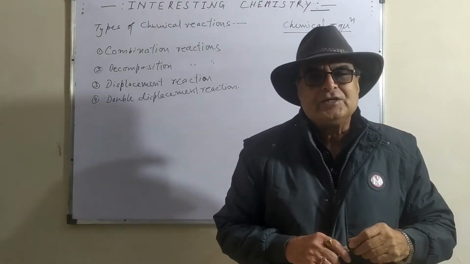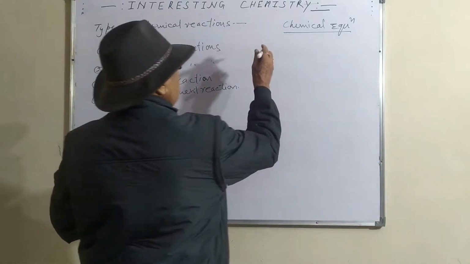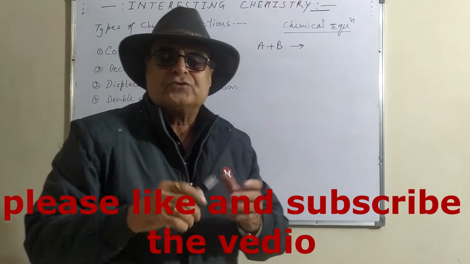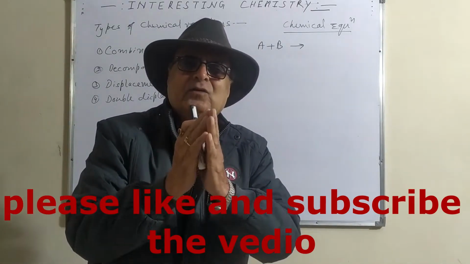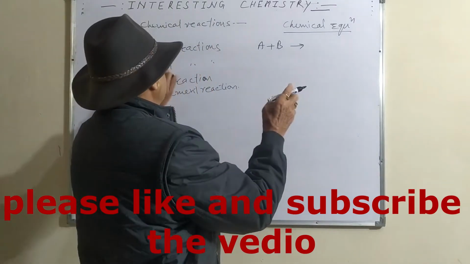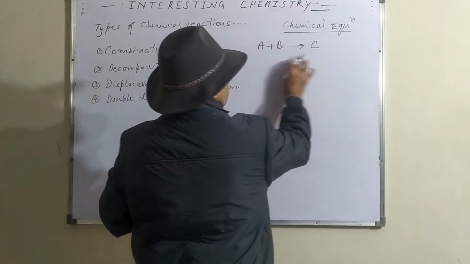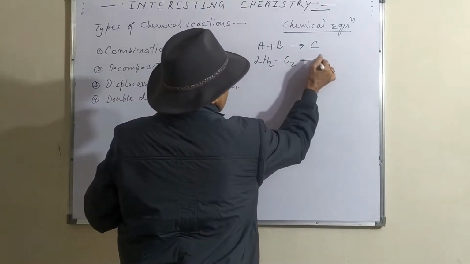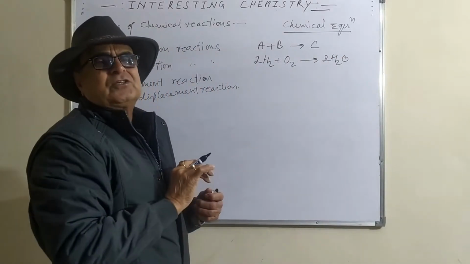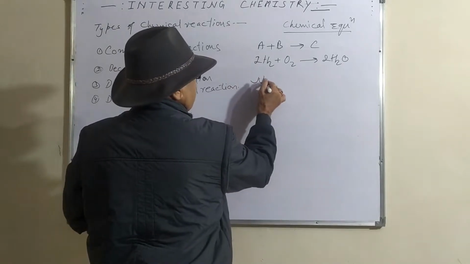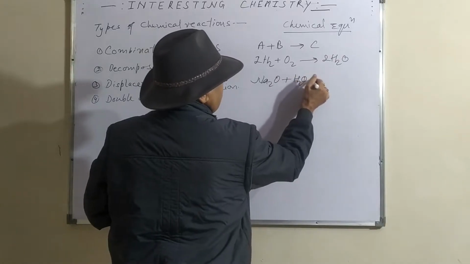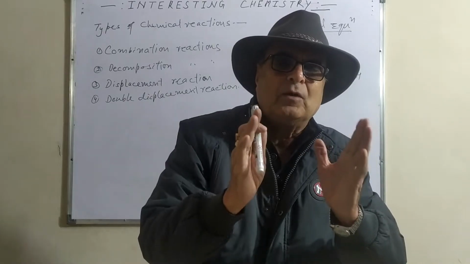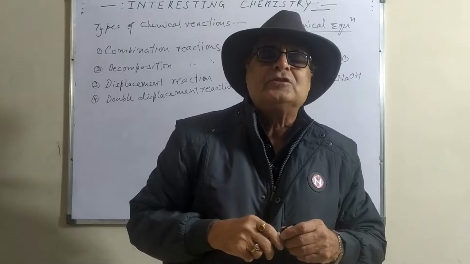One is the combination reaction. As I told you in my previous video, when two or more compounds or substances react together to form one product, that is called a combination reaction. In this case, you can write 2H2 plus O2 gives 2H2O. This is a combination reaction. Again, suppose this is sodium oxide Na2O, plus H2O, you will write 2NaOH. I have given so many examples in my previous video about the combination reaction and told you how to balance it.